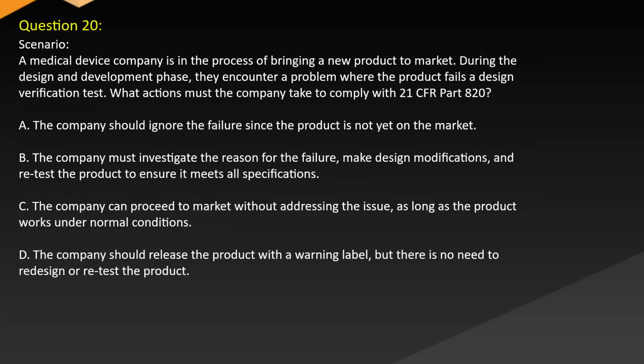Question 20 scenario. A medical device company is in the process of bringing a new product to market. During the design and development phase, they encounter a problem where the product fails a design verification test. What actions must the company take to comply with 21 CFR Part 820? A. The company should ignore the failure since the product is not yet on the market. B. The company must investigate the reason for the failure, make design modifications, and retest the product to ensure it meets all specifications. C. The company can proceed to market without addressing the issue as long as the product works under normal conditions. D. The company should release the product with a warning label, but there is no need to retest the product.